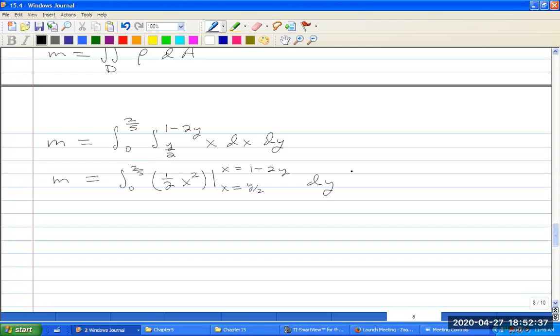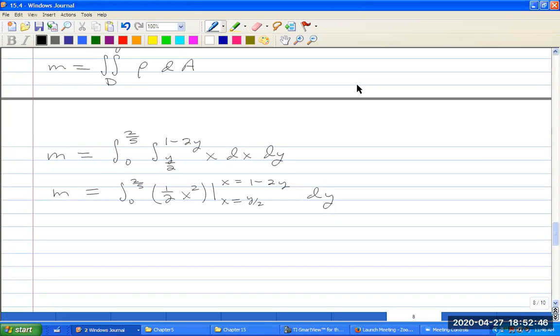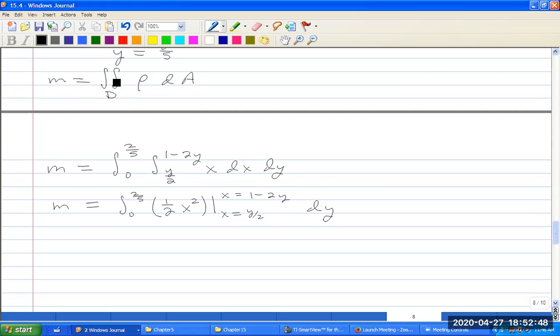What's the function we're integrating here? It's just rho. So we're just integrating rho. If you remember, here's the formula right here. The mass of a lamina D having density rho is just the double integral over the lamina D of rho. Okay, that's the definition of mass.